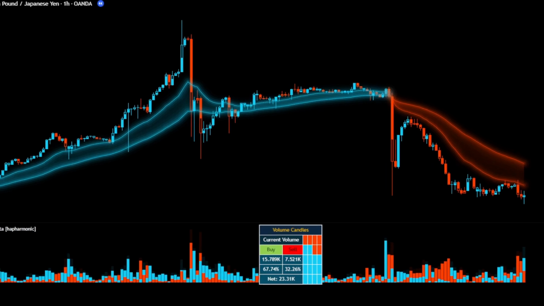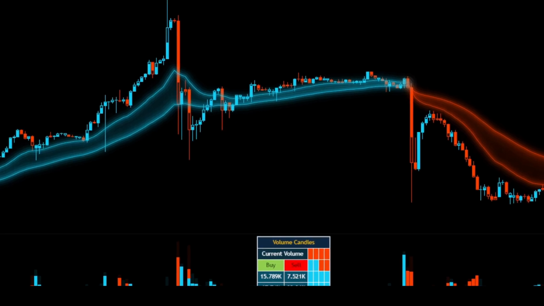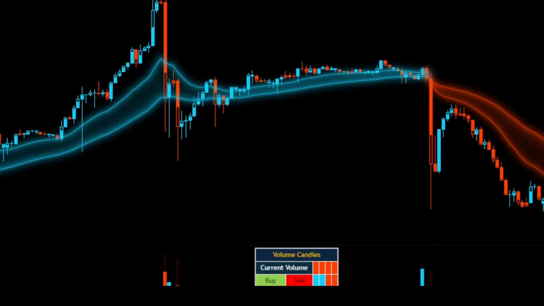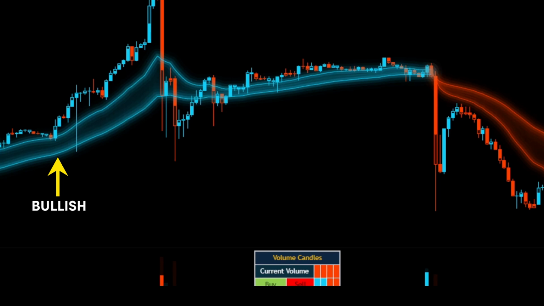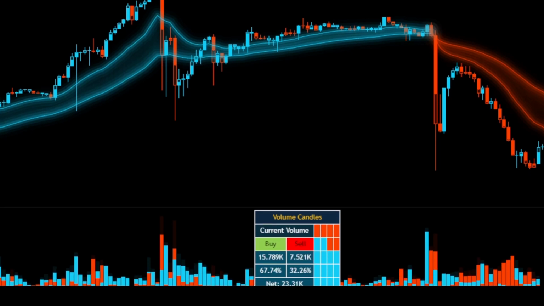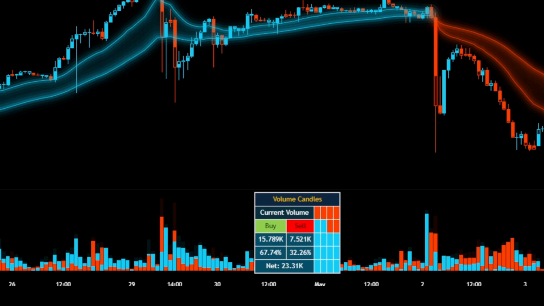This volume delta indicator will be used as a trend guide as well as a volume indicator in the market. If the EMA cloud is navy, it indicates a bullish trend. If the EMA cloud is red, it indicates a bearish trend. When looking at the oscillator at the bottom, you will see volume bars and the confirmation table from this indicator.